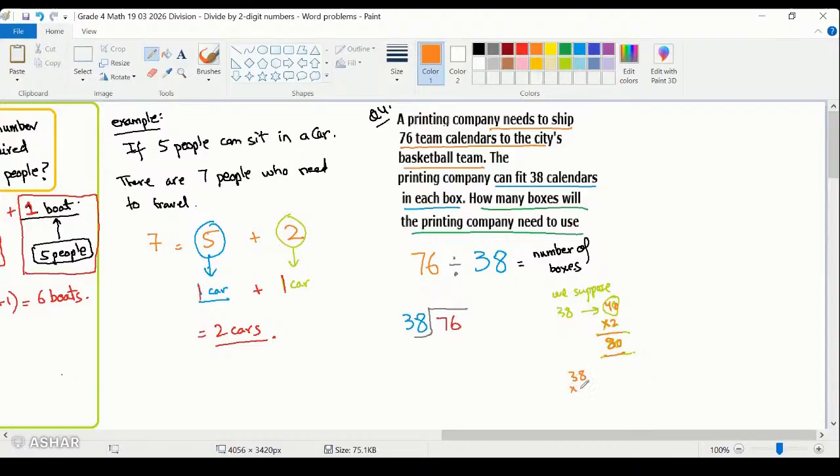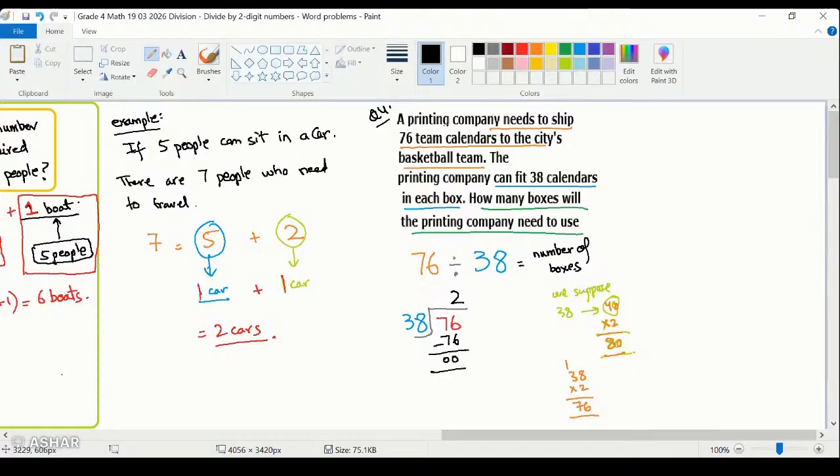38 multiplied by 2. 2 times 8 is 16. We carry a 1. 2 multiplied by 3 is 6. 6 plus 1 is 7. So we can say 38 multiplied by 2 would be 76. And the remainder is 0.